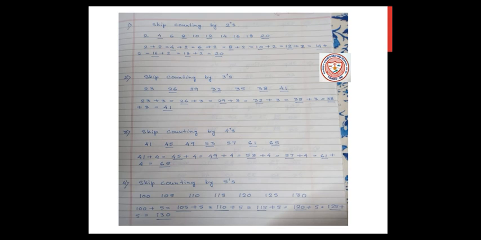Skip counting by threes. You add the same number over and over to get the next number, like 23 plus 3 equal to 26, 26 plus 3 equal to 29, 29 plus 3 equal to 32, 32 plus 3 equal to 35, 35 plus 3 equal to 38 and 38 plus 3 equal to 41.